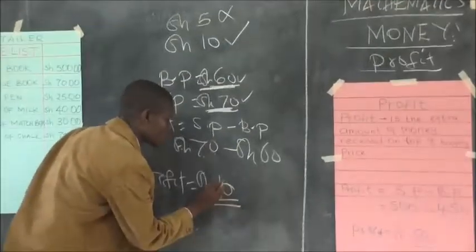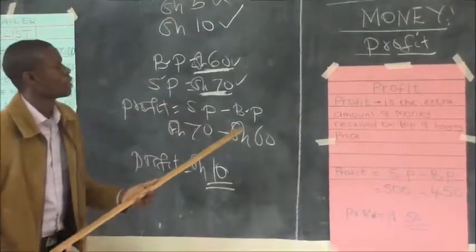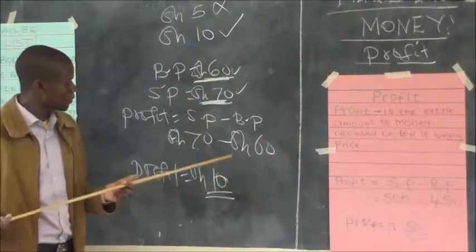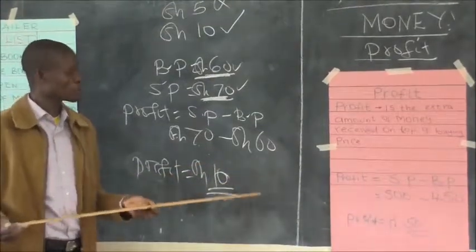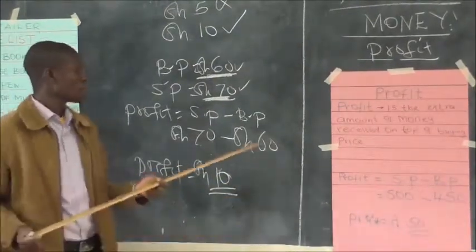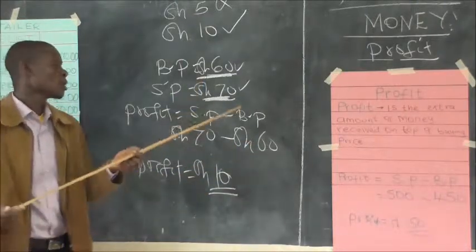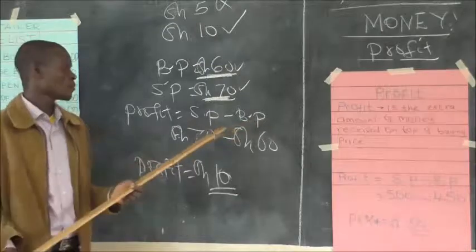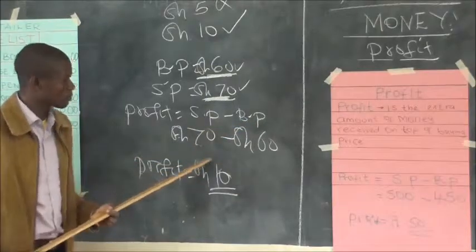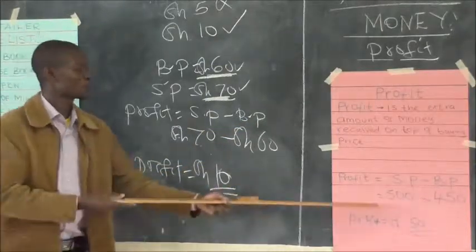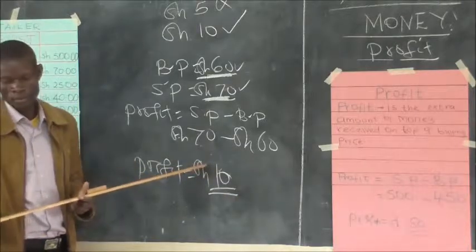Now, to conclude, class, we've agreed that if you're asked to work out the profit made by a trader, the first thing you need to identify is the selling price, two, the buying price. Then from there, you'll be able to calculate your profit as you've seen in the two examples.